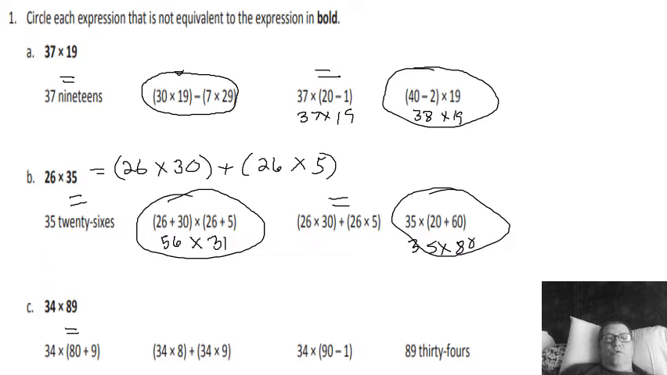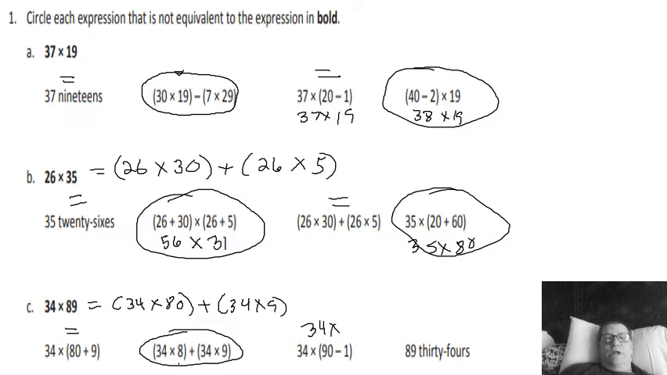Our next one goes 34 times 8 plus 34 times 9. This is the most common mistake students make when they do distributive property. They start out going 34 times, but instead of saying 80, they go 8, because it should be 80, but they forget the 0, plus 34 times 9. So you can see in their example down here, they forgot the 0, so this one here would not be correct. The next one is 34 times 90 minus 1 is 89, so this one's equal. And our last one says 89 34s. That is equal, because I could express this as 34 89s or 89 34s.